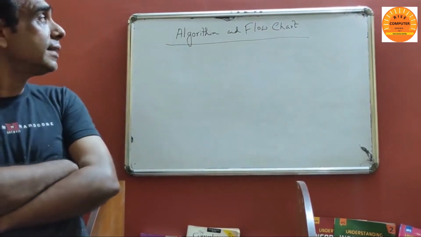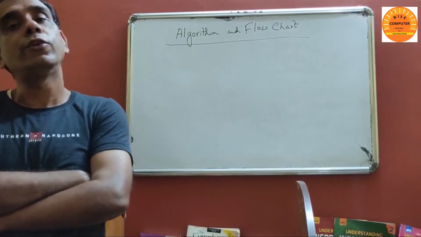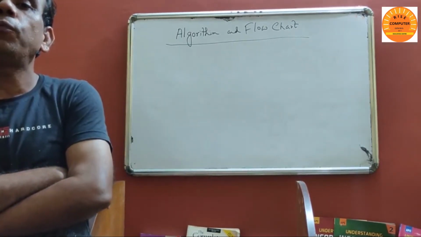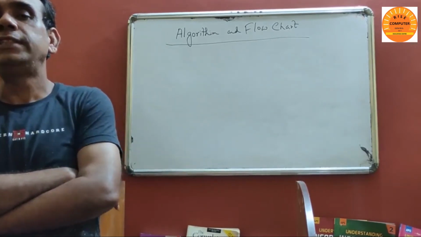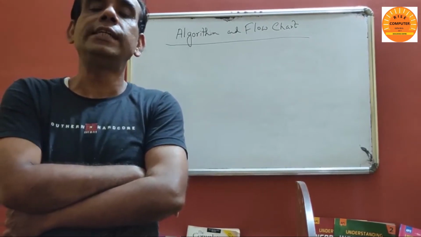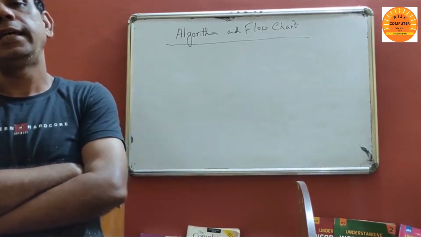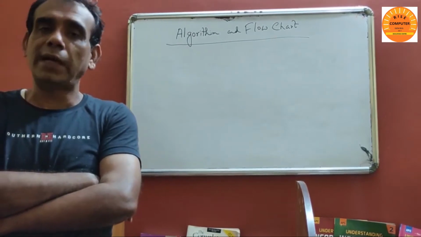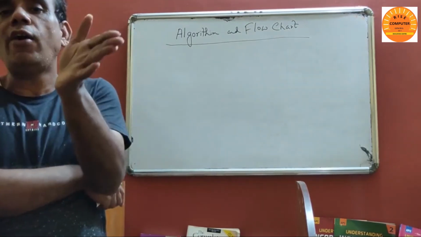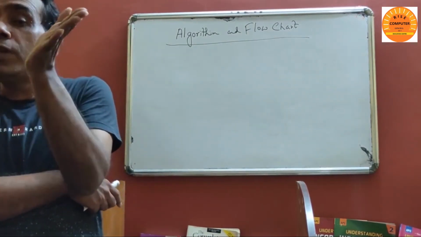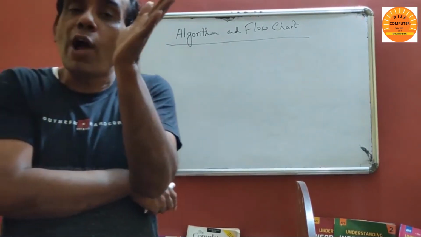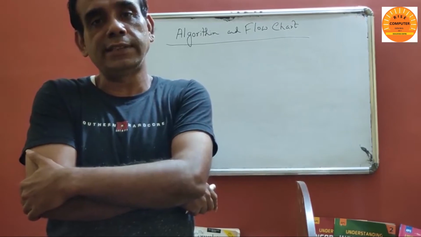Today I discuss the algorithm and flowchart. Now this algorithm and flowchart is a non-programming part. That means we just describe the logic of a program without using any programming language like C, C++, Java. So algorithm and flowchart is a way of describing the logic which will be understandable to any person, even who has no idea about any programming language.